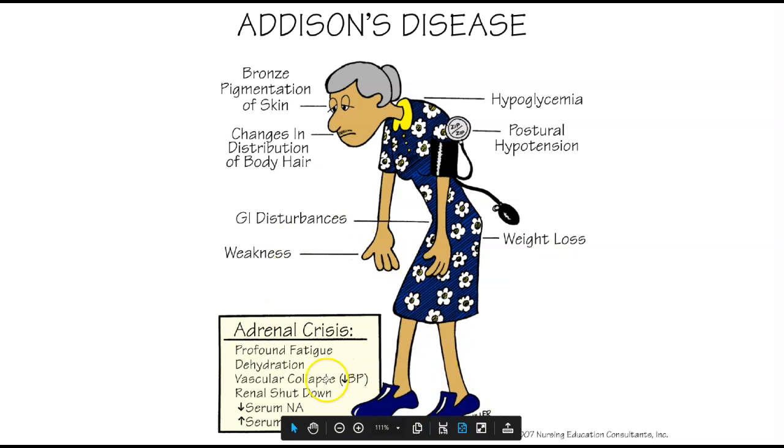And occasionally, this can lead to what you call adrenal crisis. So adrenal crisis is quite severe. It is profound fatigue, can cause dehydration, severe vascular collapse. So hypotension, the kidneys can start shutting down. There's an extensive decrease in sodium and extensive increase in serum potassium. So this will require hospitalization.